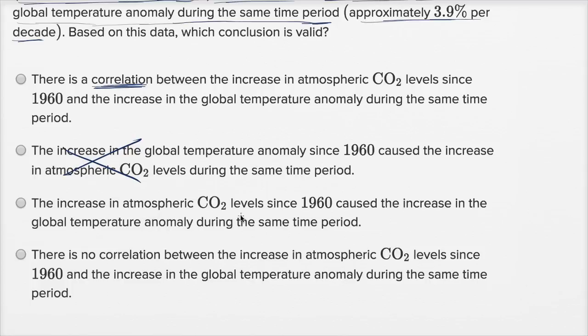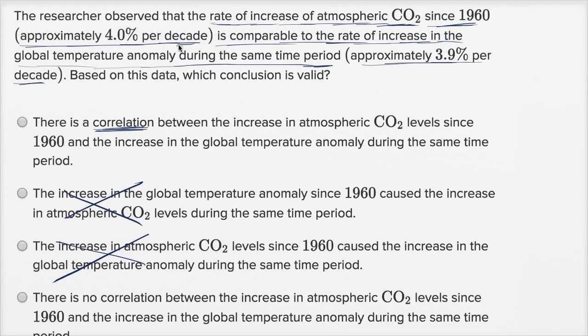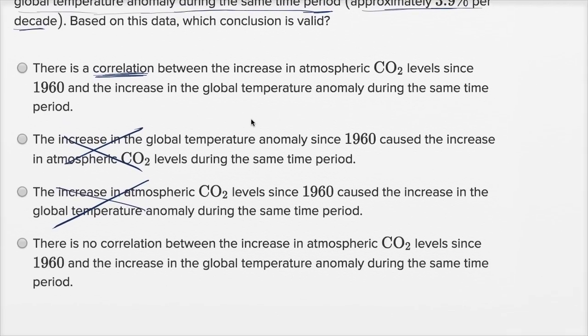The increase in atmospheric CO2 levels since 1960 caused the increase in global temperature anomaly during the same time period. Well, that might be a reasonable hypothesis, but that data doesn't tell us that. There might have been some other cause that caused both of those two things to go up, or this might have just been two things that happened to move together, but it wasn't because of any kind of causation one way or the other. So you can't say that just based on the data that we have, the fact that they both increased at roughly 4% per decade since 1960, you can't say that one caused the other.